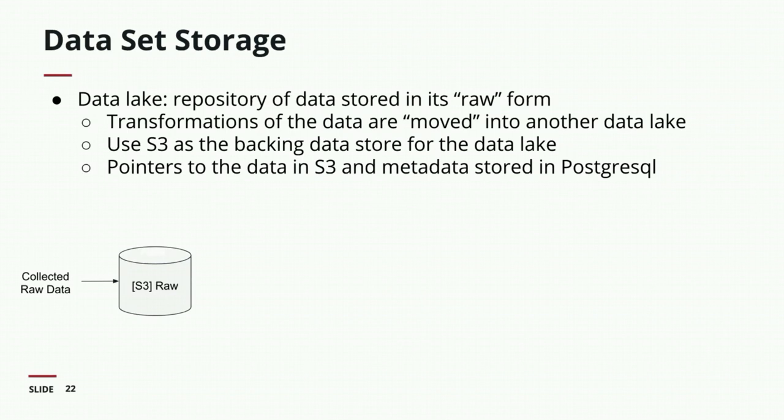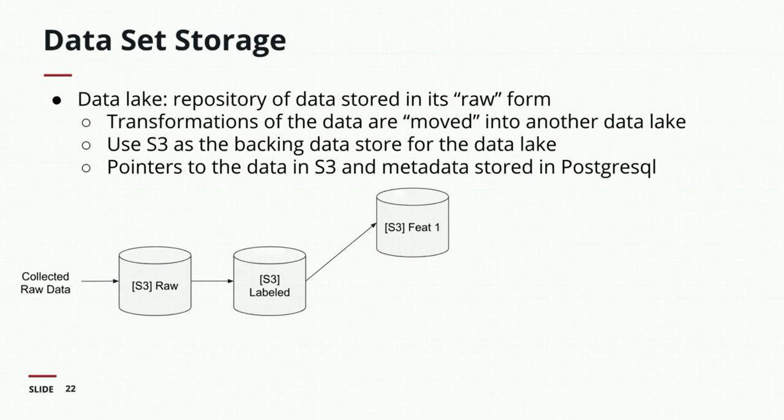The other thing I wanted to mention was, how do we actually store these data sets? So we have followed the data lake architecture, and a data lake is essentially a repository of data stored in, I put it in quotes, raw form. What raw is depends on what stage you're at within our life cycle. And what we do is we'll move transformations of the data into another data lake. So we'll ingest that raw data, as you see here, and then we'll label it. So now we've got the raw data as well as it's labeled.